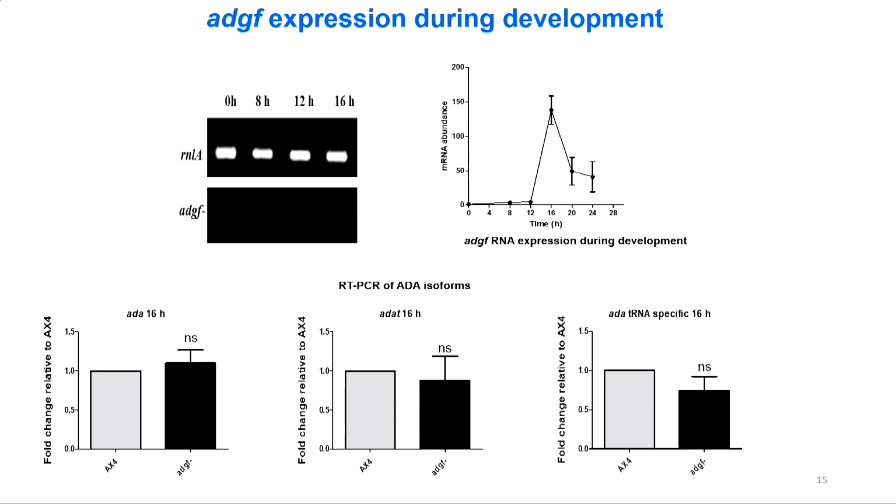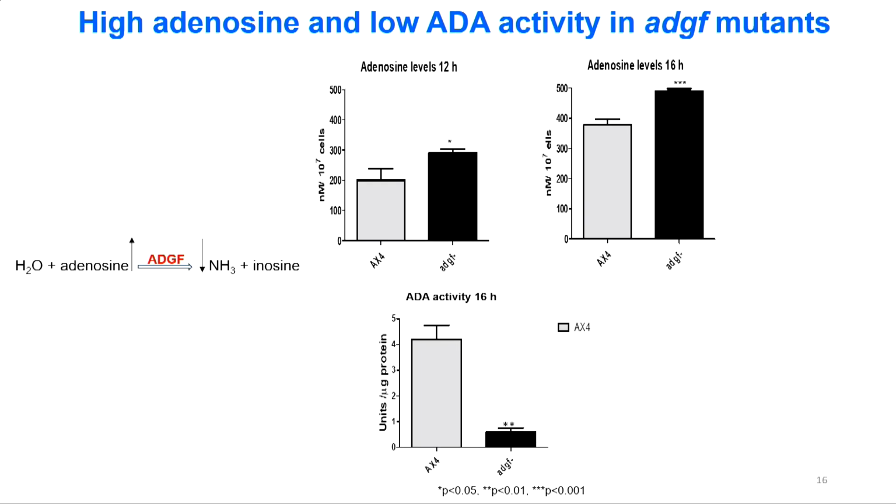And we wanted to see whether the other isoforms of ADA, these 3 other isoforms of adenosine deaminases, are trying to compensate for the loss of this mutant. Because in the absence of ADGF, these adenosine deaminases can try to compensate for the loss by increased expression. When we checked it by RT-PCR, it's not happening either.